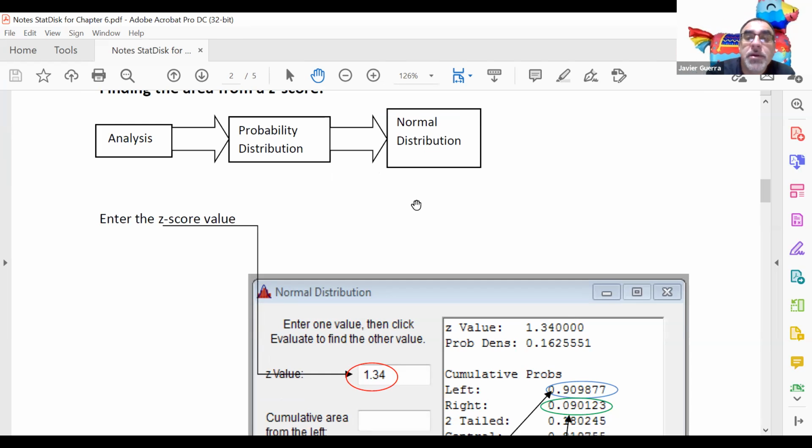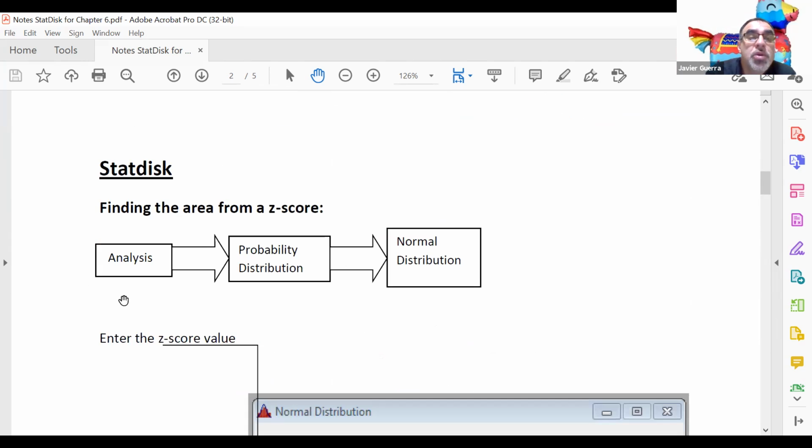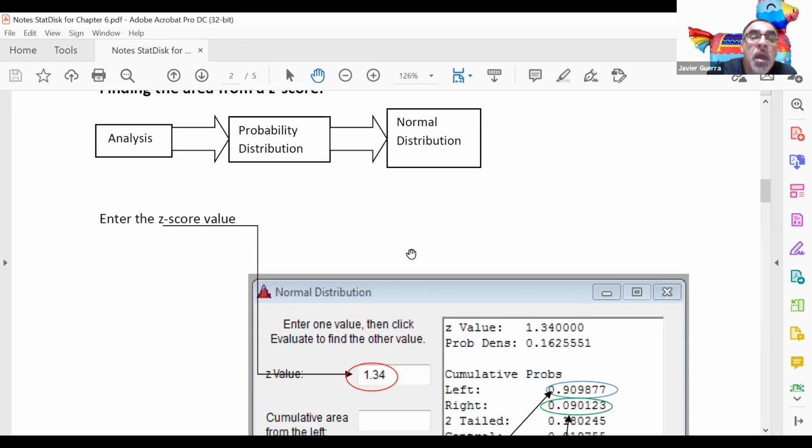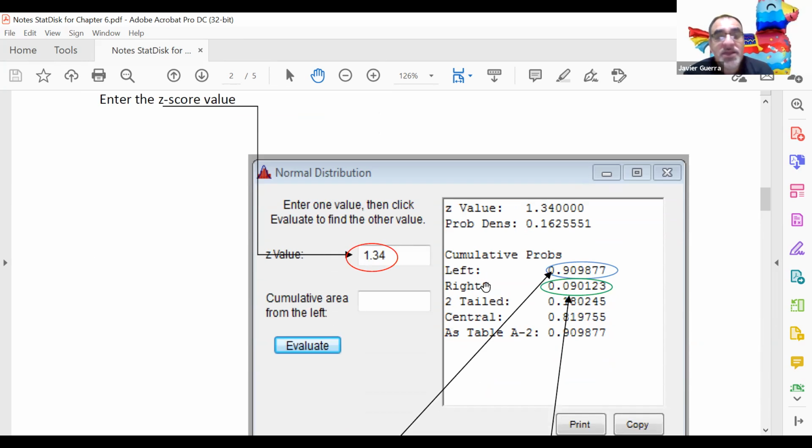Okay. All right. So here's what you do. You're going to go on StatDisk. You're going to click on analysis, just like we did with the binomial, right? You go to analysis, then probability distribution, but instead of going to binomial, you click on the normal distribution. And you should get the screen on your StatDisk.